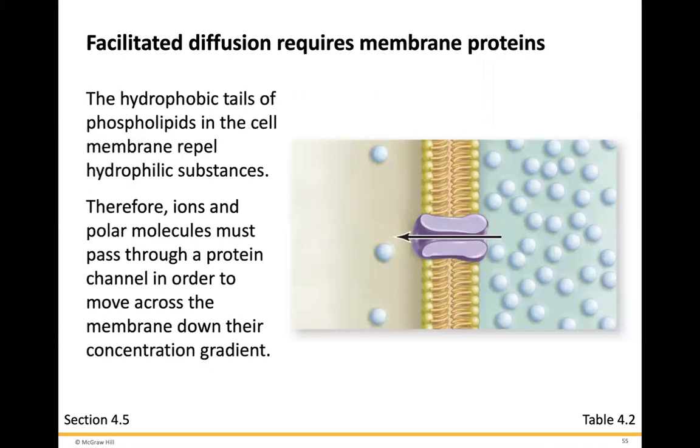So just to expand on this a little bit, the hydrophobic tails of the phospholipids in the cell membrane will repel hydrophilic substances. Therefore, ions and polar molecules must pass through a protein channel in order to move across the membrane.